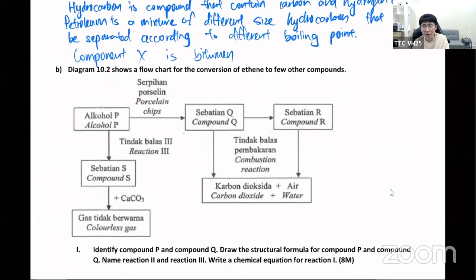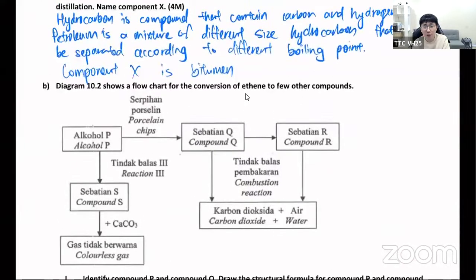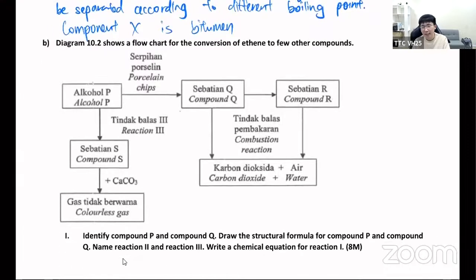Now we have a flow chart. Carbon compound questions like to ask flow charts. We have alcohol P, add porcelain chip, become compound Q, and then compound R, then a combustion reaction becomes carbon dioxide and water. Reaction 3 is P becomes S, add calcium carbonate, become colorless gas. Identify P and Q. Draw the structural formula for P and compound Q. Name reaction 2 and 3. Write the equation. 8 marks.